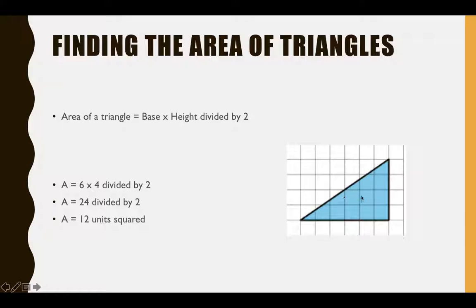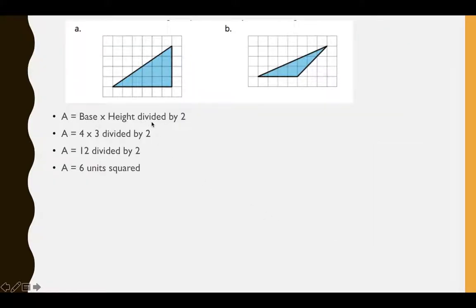And that's because two identical triangles can come together to form a parallelogram, which is why we'll end up dividing by 2. So we end up with 6 times 4 divided by 2. That'll give us 24 divided by 2. 6 times 4 is 24. And once we divide 24 by 2, we end up with 12 units squared. Awesome. I guess we already did A on that last slide.